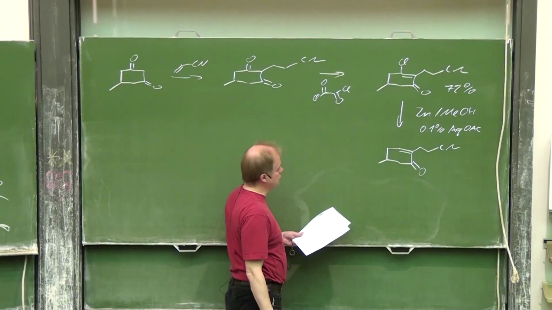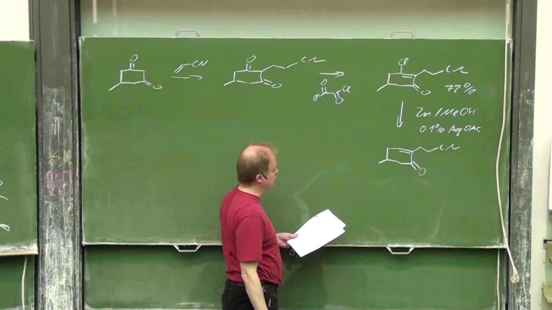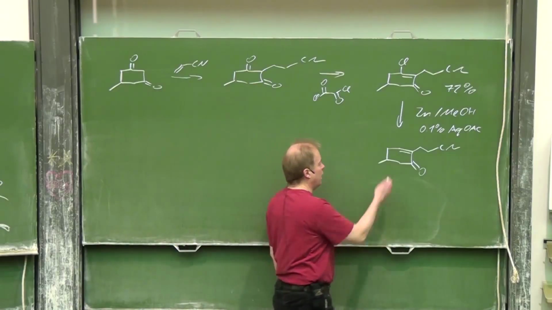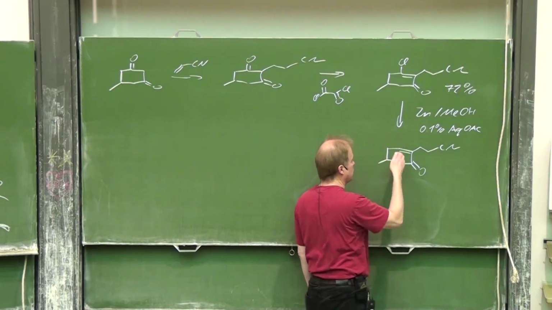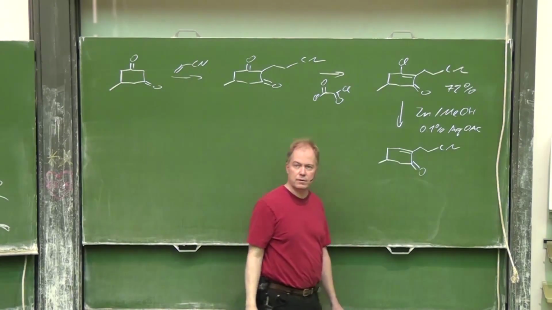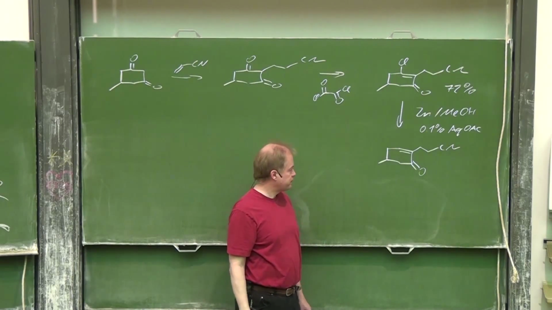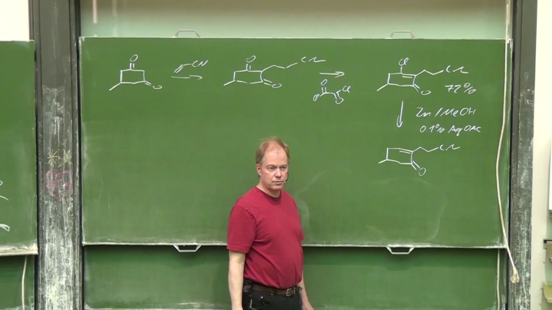Getting in a very good yield to this alpha beta unsaturated ketone. So now the next step is to find a solution how to get an acetone moiety attached there. You can't simply make a Michael addition reaction with acetone.